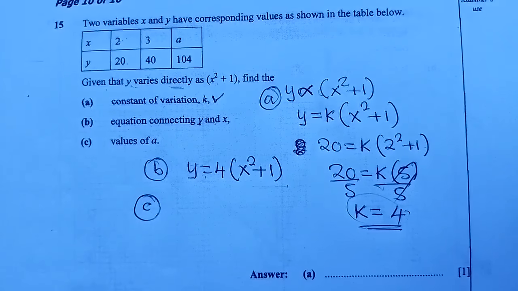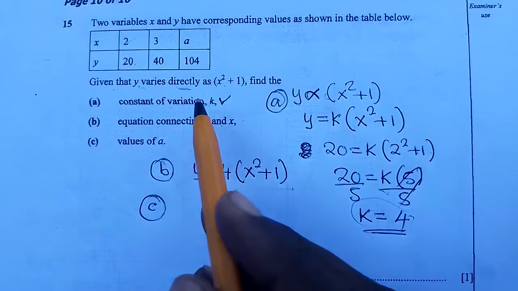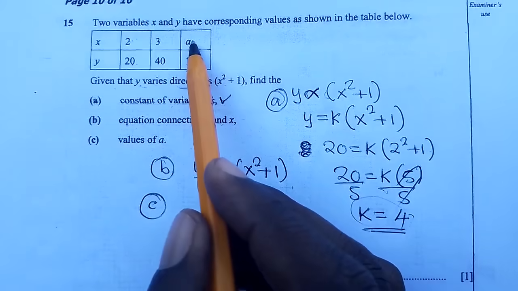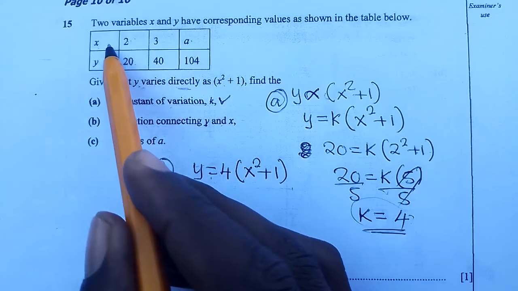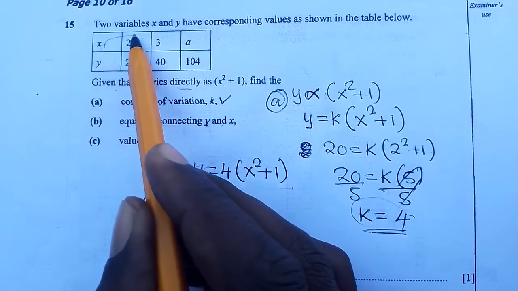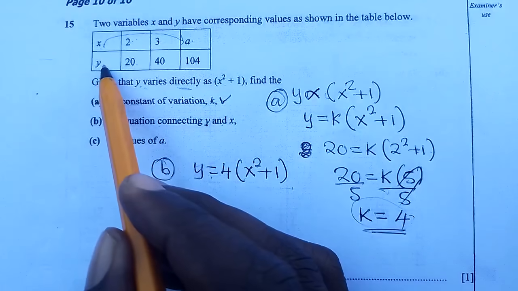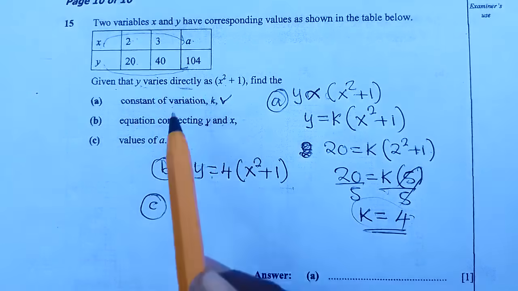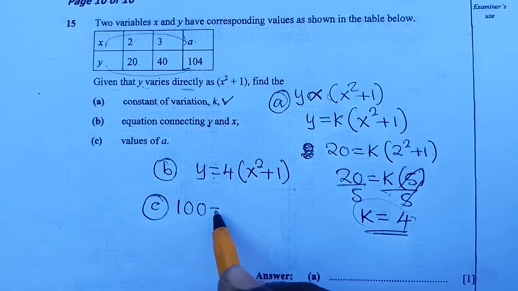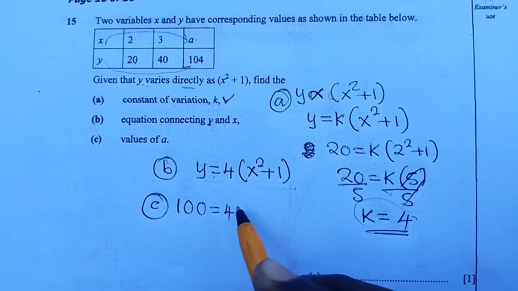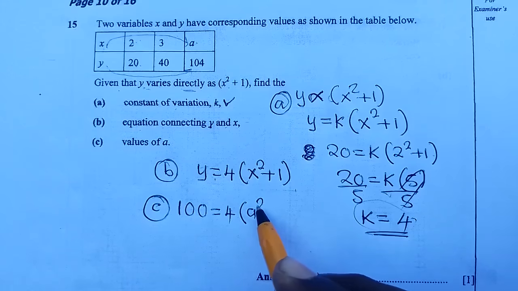What is C all about? In C, I'm told to find the value of A on the table there. So where there is x, I put A. Where there is y, I put 104. So y is here. I put 104, which is equal to 4 there. Where there is x, I put A. So it is A squared plus 1.